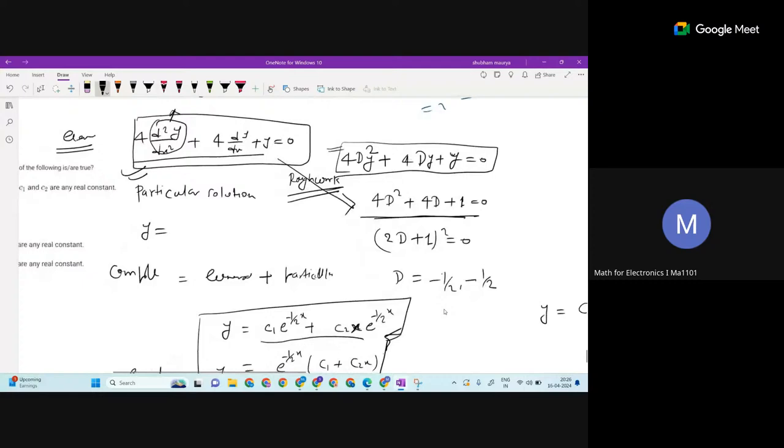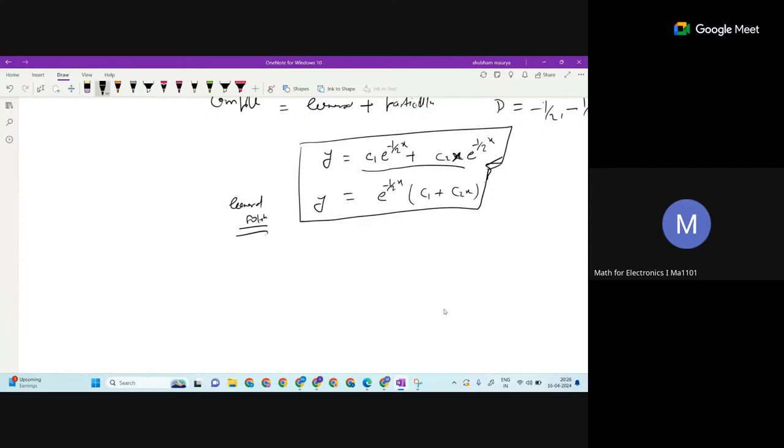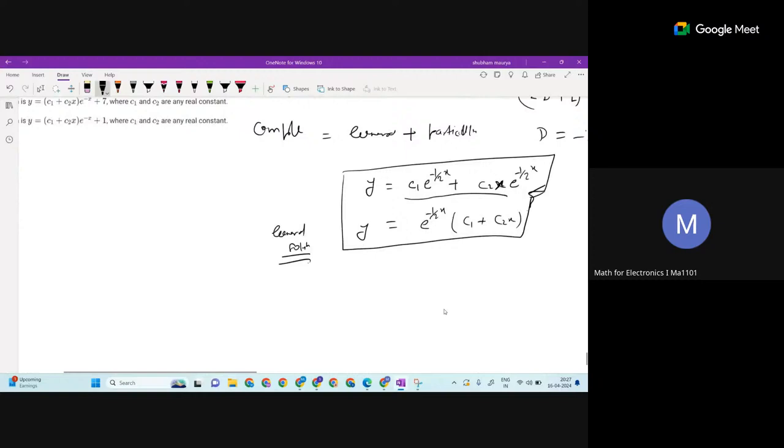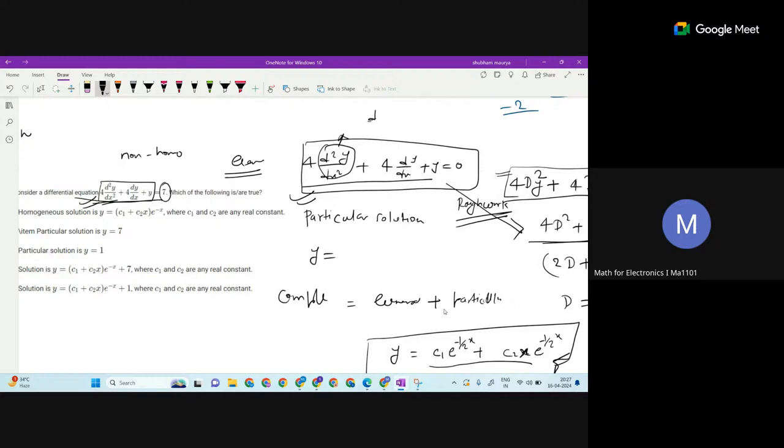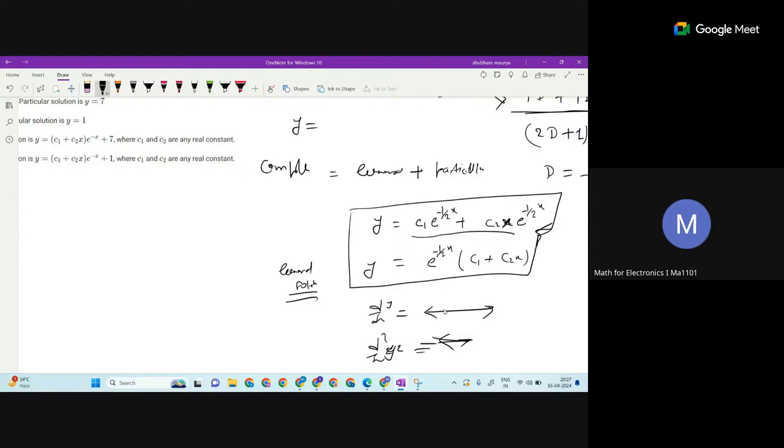Okay. You can check whether your solution is correct or not. What you can do is differentiate your solution, and differentiate again, twice, and whatever you get, substitute it in the equation. If you are getting zero, then this is going to be your solution. So this is the process to check that your solution is correct or not.